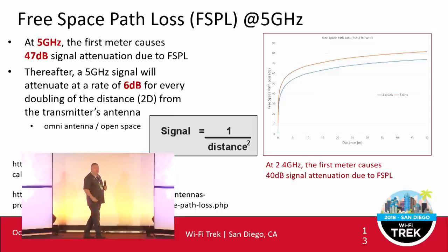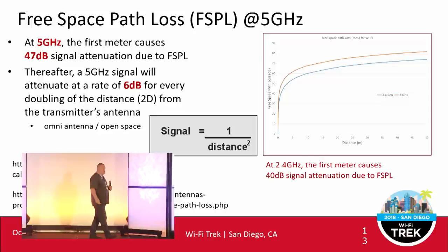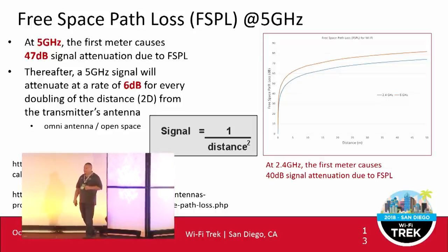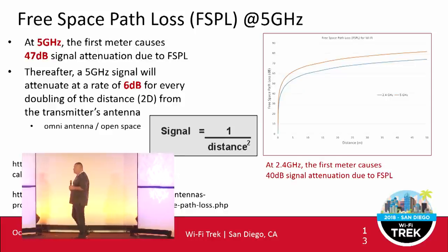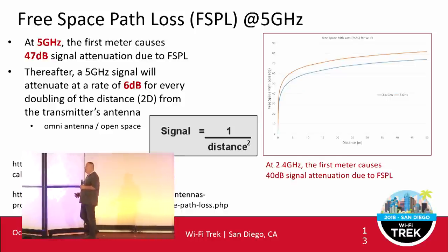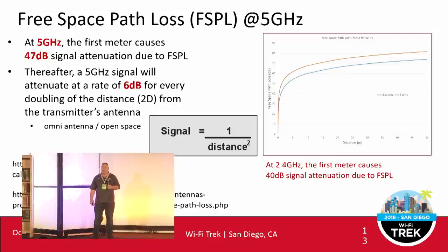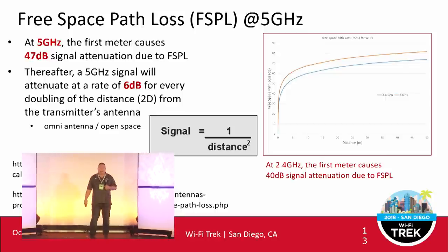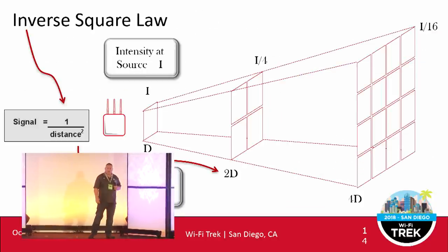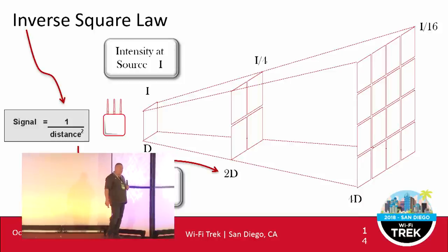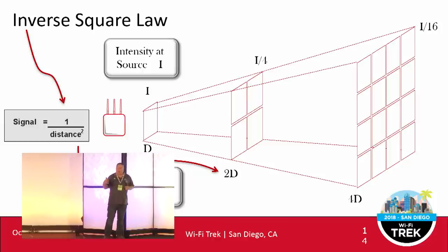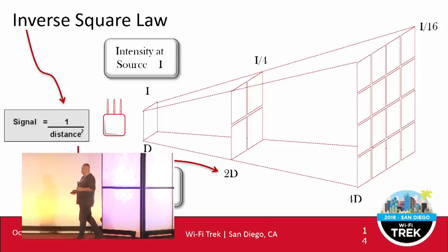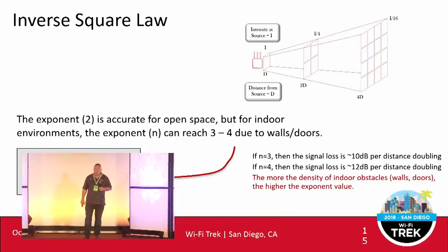This is because the free space path loss in open space in an omni calculation is 1 over distance squared. And so if you do that math, you can see in the charts here, that's what you're going to get for 5 gig. At 2.4 gig, it's 40 dB in the first 1 meter and 6 dB for every distance doubling thereafter. This is called the inverse square law. And we've given some references here as to where you can look this up. Again, the inverse square law, this is the formula, and this inverse square law can be altered by walls or any lossy objects. It could be doors, could be humans, anything like this. It could be changed, but this is an open space.